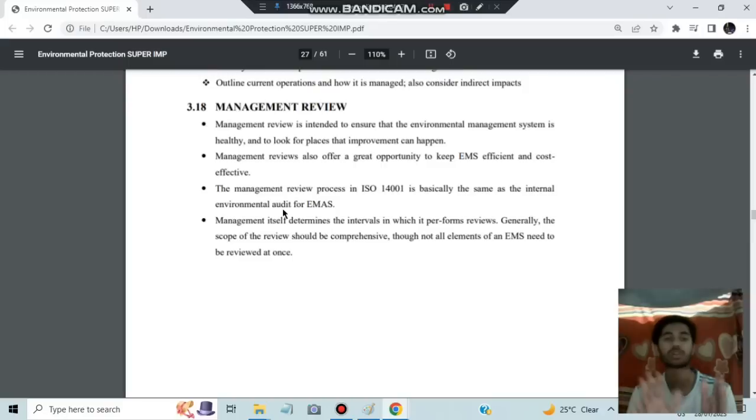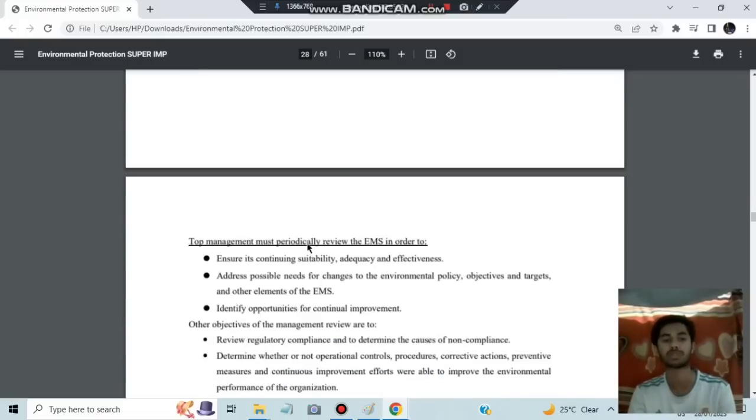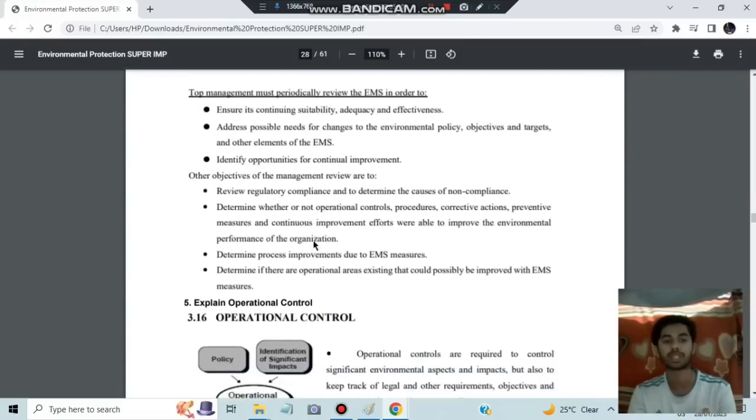Also, they schedule what processes need to be done, what resources are needed, what plans are to be carried out, what projects are going on, how many people are needed, all those timelines. Everything they will be deciding and managing. That is called management review. So more information is there, go through it.